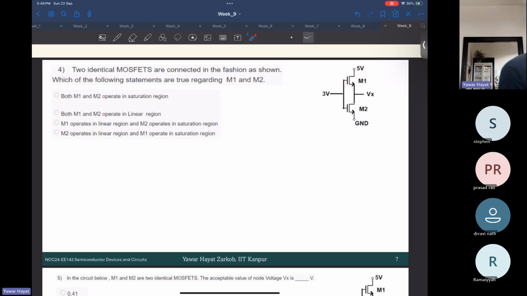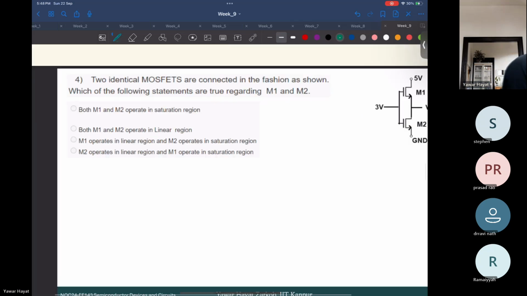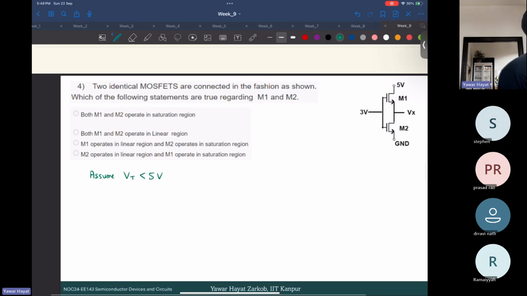Since the options don't mention anything about the MOSFETs being in cutoff, what we can do is assume that VT is less than 5. This is what we will assume. So we'll assume your VT is less than 5 volt, right?